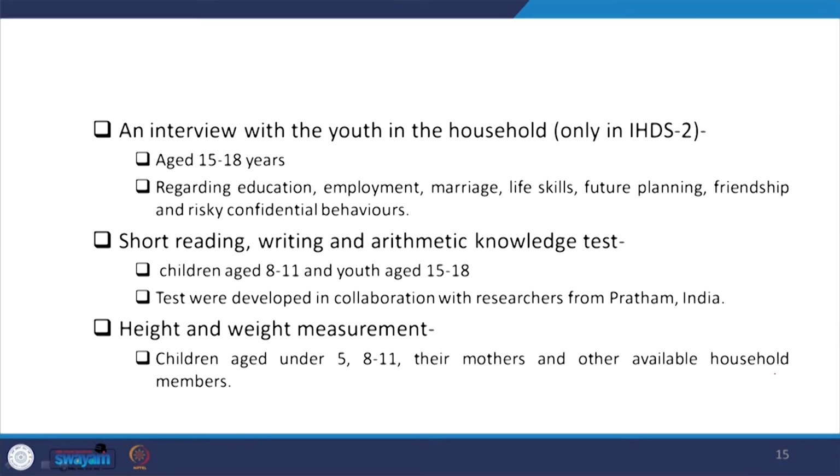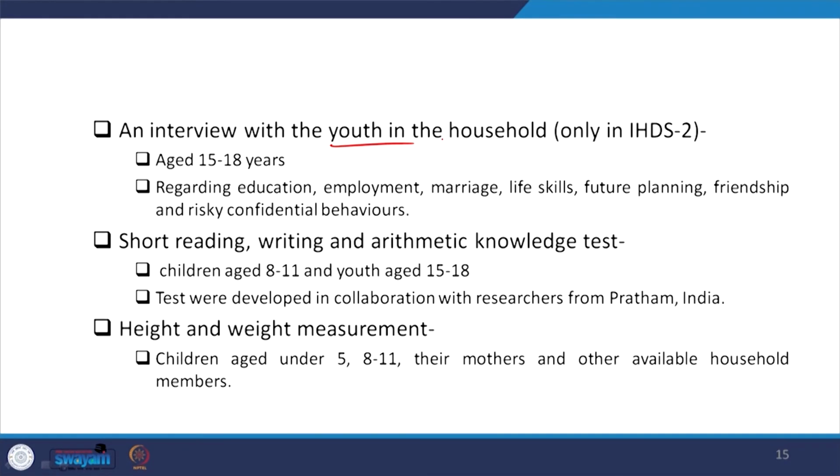An interview with the youth in the household was covered only in IHDS 2; youth information was not covered in IHDS 1. This is very unique so far as India's data sets are concerned. For those aged 15 to 18 years, this particular file covers education, employment, marriage, life skills, future planning, friendship, risky confidential behaviors.